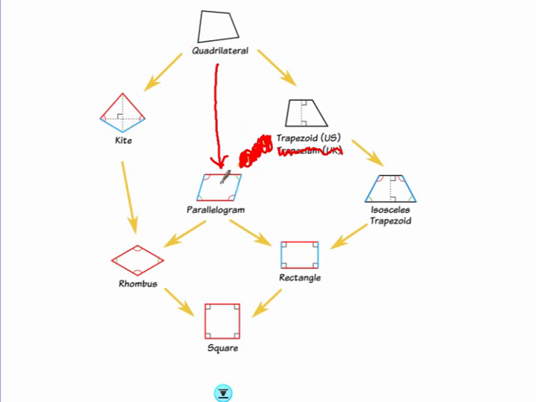And then from parallelograms, it breaks down a little bit more. If I've got my 4 right angles, I've got a rectangle. And if I've got 4 congruent sides, then I have a rhombus. But notice that a rhombus is also a kite. And that's because, well, in a kite, I've got 2 sets of consecutive congruent sides. In a rhombus, I also have 2 sets of consecutive congruent sides because all the sides are congruent. So a rhombus is also a kite.